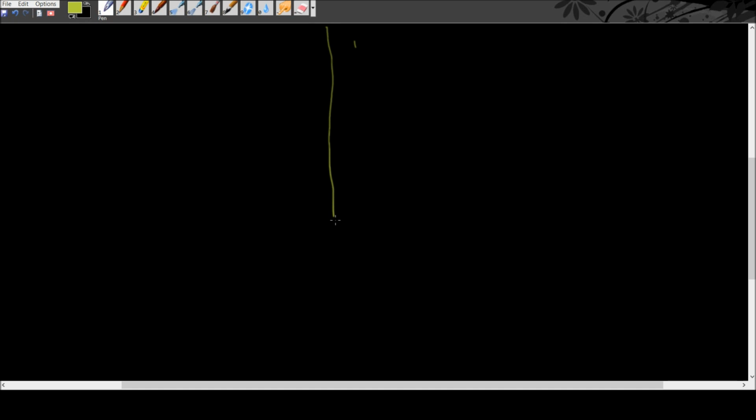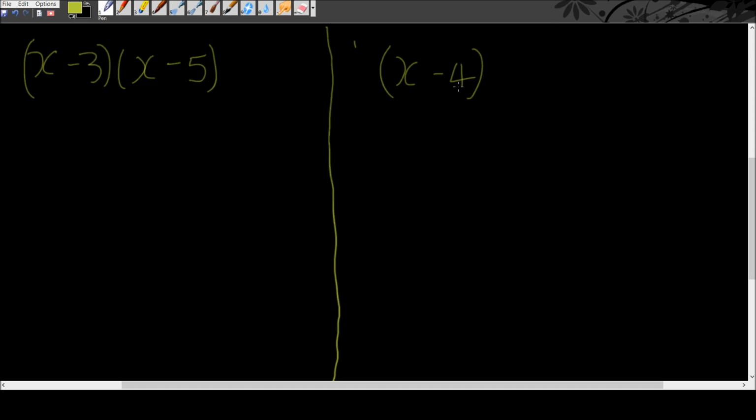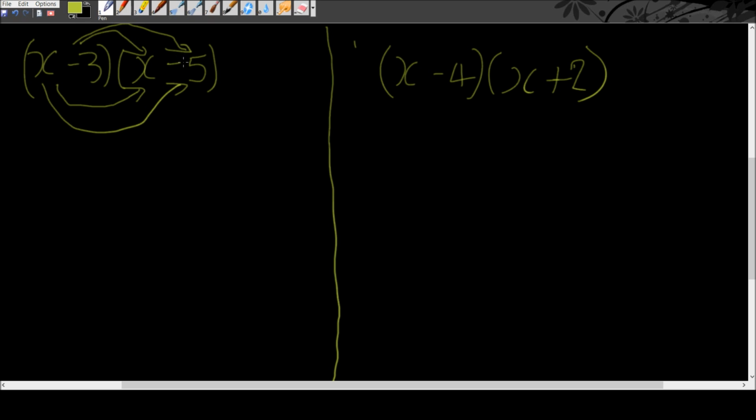So let's go again. Lovely. So again, we've got x take away 3, and we've got x take away 5, and then we've got x take away 4, and x take away 2, plus 2. Okay, so again we do the x times the x, and x times the negative 5, and we do the negative 3 times the x, and the negative 3 times the negative 5.